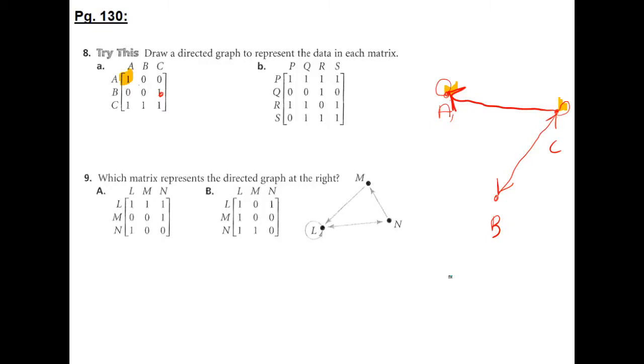All right. Number 9. Answer's B on number 9. Okay? Good. How do you know? Sammy? Because in the B matrix, it shows that L doesn't go to M. Okay. L doesn't go to M. Here it says it doesn't, so if we look at L, it shouldn't go to M.